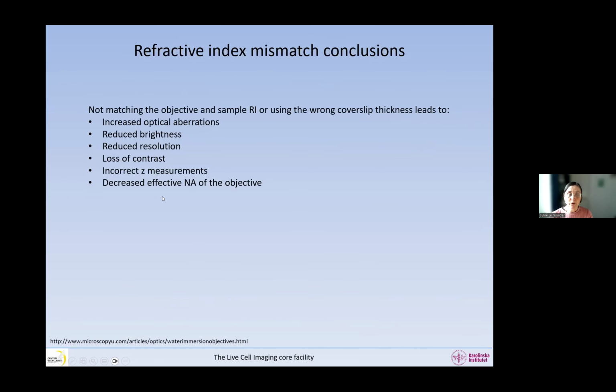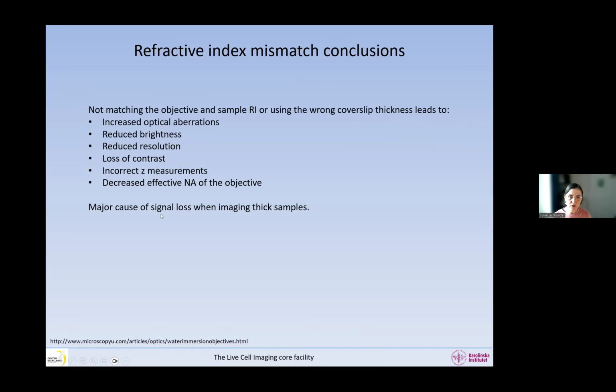So the consequences of not matching the objective and sample refraction indices, or using the wrong cover slip thickness, are increased optical aberrations, reduced brightness, reduced resolution, a loss of contrast, and incorrect Z measurement. So I stress again, if you measure distances in Z, you absolutely must match the refractive indices, especially if you use a high numerical aperture objective. For a high numerical aperture objective, you actually decrease the effective numerical aperture when you do not match.